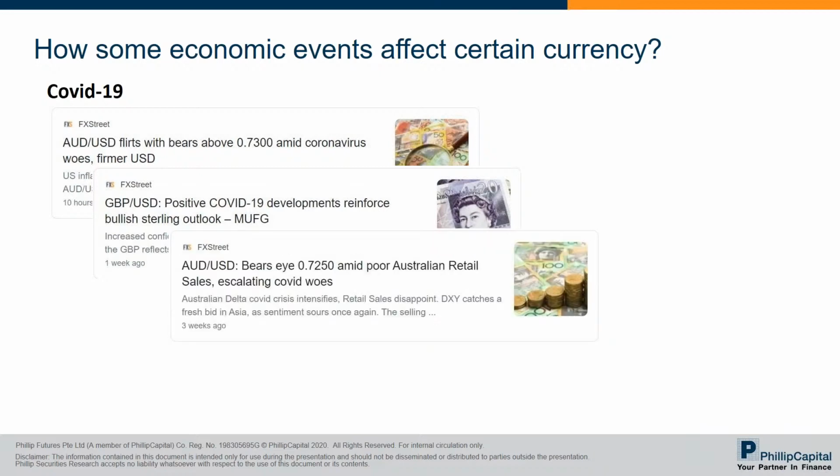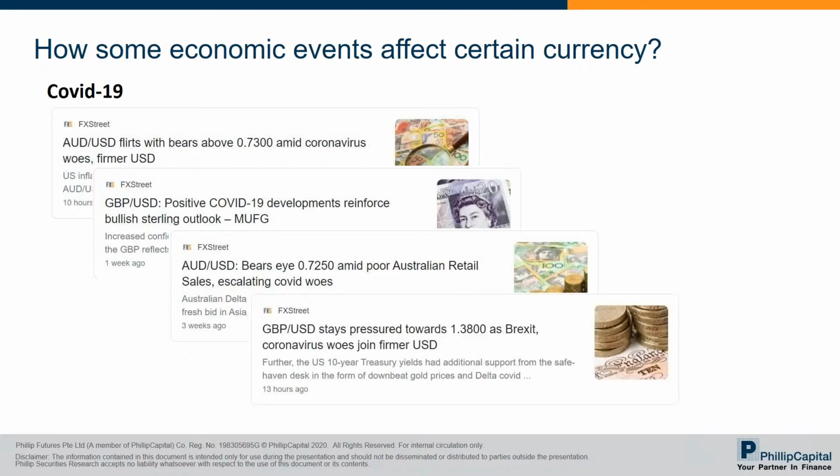Next up, we have the retail sales of the Australian economy versus the currency. Retail sales is also another economic event. Basically, when people are spending money on retail, it means that the economy is doing well. It tends to be bullish for the currency. And lastly, another example is the Brexit. All these play a part in affecting the movement of a currency.